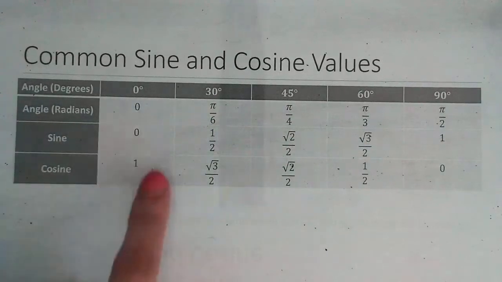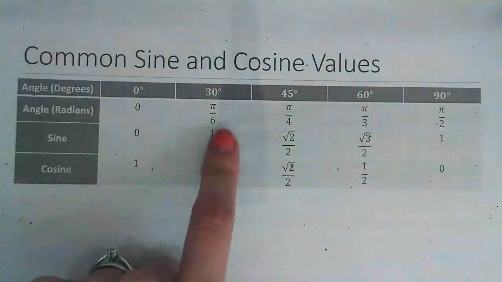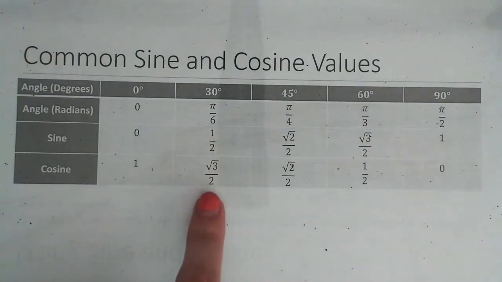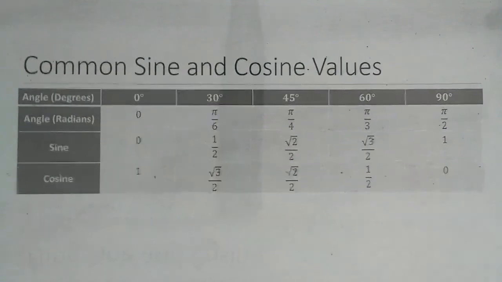So at 0, we have a sine of 0 and a cosine of 1. At 30 degrees, which is pi over 6, our sine value is 1/2. Our cosine value is square root of 3 over 2, and so on and so forth. I'm going to keep this table around because I think it's going to help me moving forward.